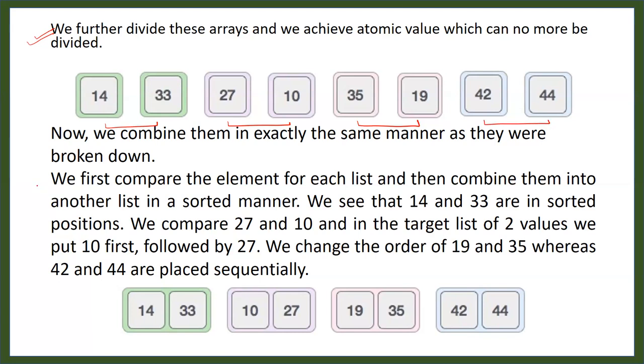We first compare the elements of each list and then combine them into another list in a sorted manner. So here we need another array in which we are going to insert these values.